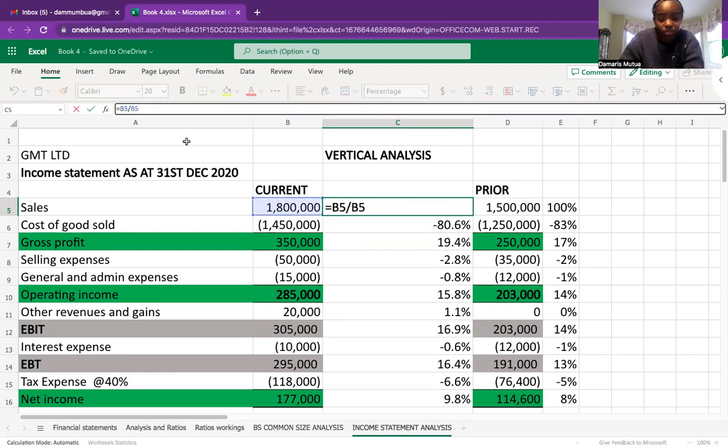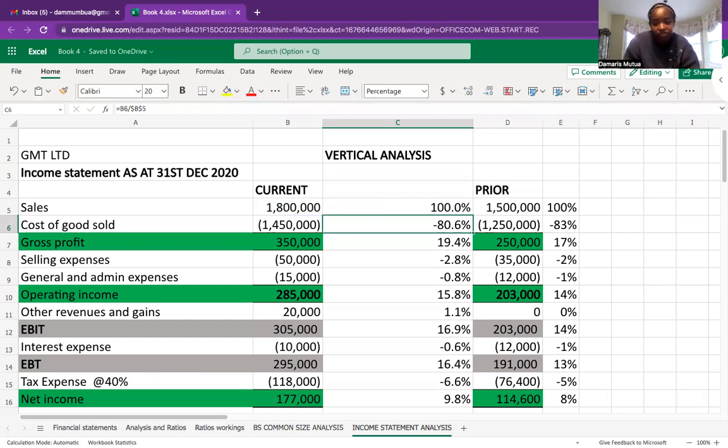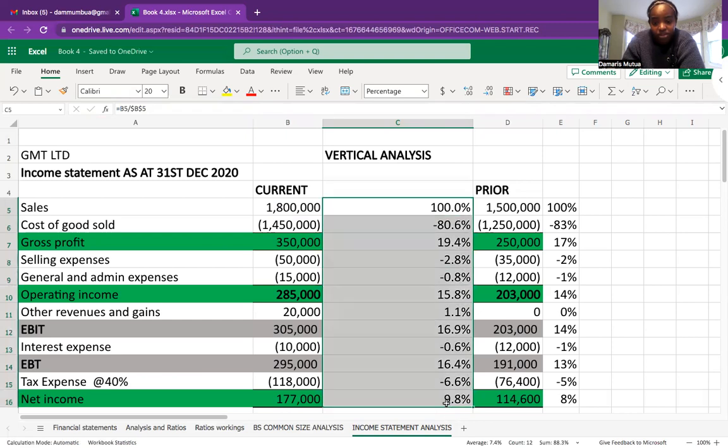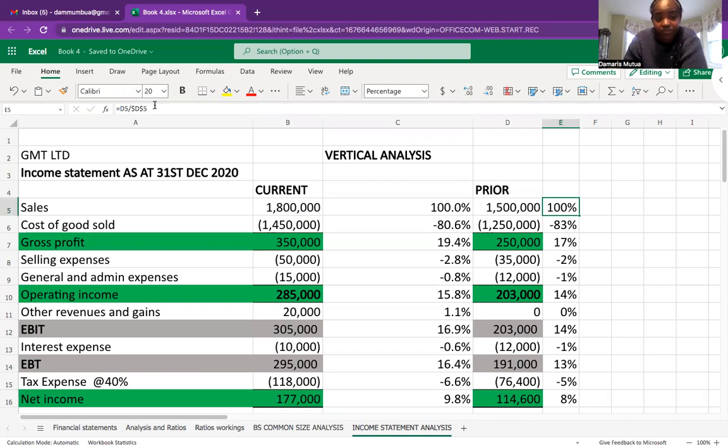To do it very fast, we're going to fix the sales, the denominator, so that you just need to drag it down. Then everything else falls in place. So that is the percentage. Our COGS is 80% of the sales, and our net income is 9.8% of sales. Then we're going to do the same for the prior period, express it as a percentage of sales, which is 100%, then everything else as a percentage of sales.